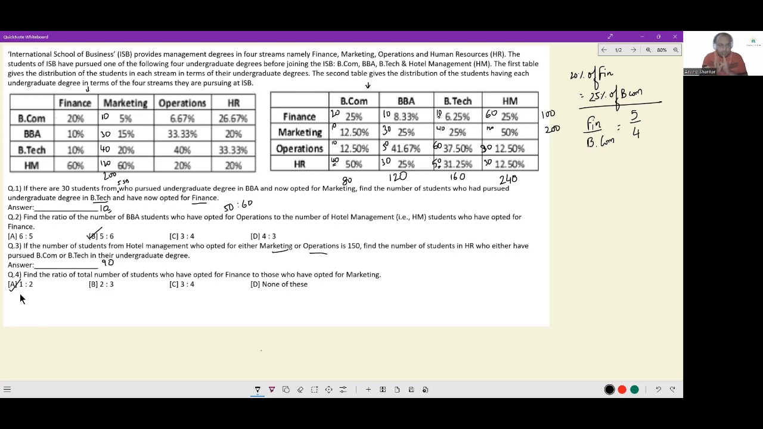Hopefully you realize the same number has been represented as a percentage out of finance, marketing, operations and HR in the first table. It has been represented as a percentage figure of total students in BCom, BBA, BTech or hotel management in the second table. Once you get that the same number is being referenced, then you can work across tables and get your answers. That will be all for this set.